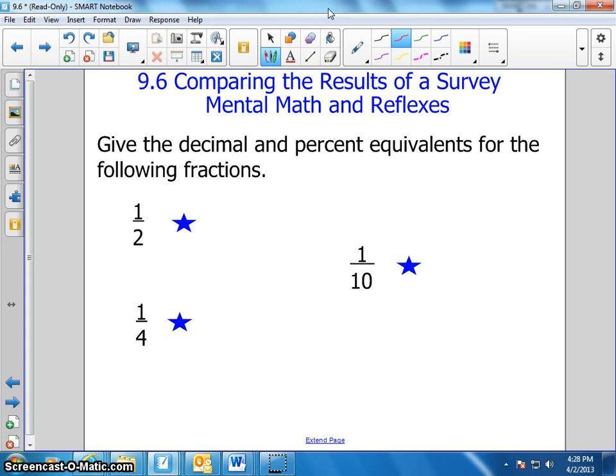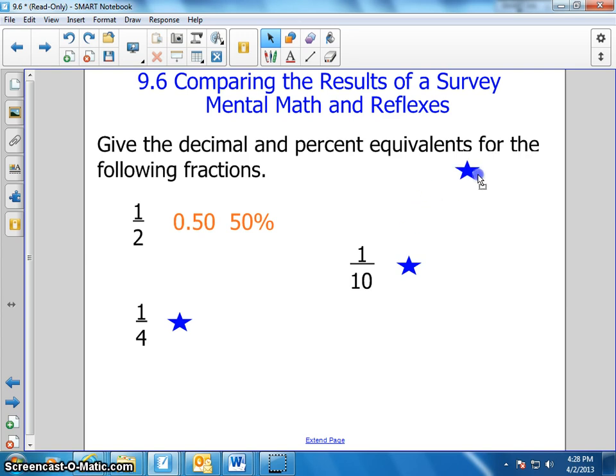Alright, these are more simple fractions that you should not need your calculator for. 1/2, think of 1/2 of the whole. Or in money terms, 50 cents out of $1, which would be 0.5 in decimal form, or 50%.